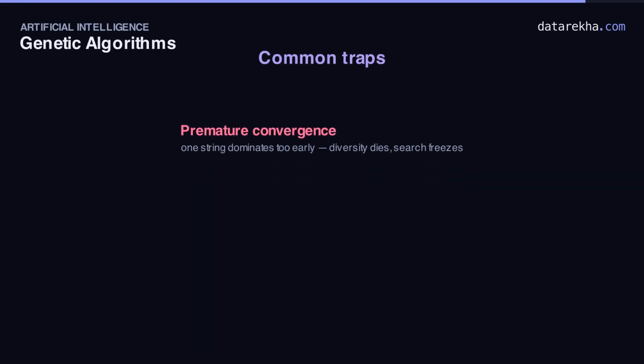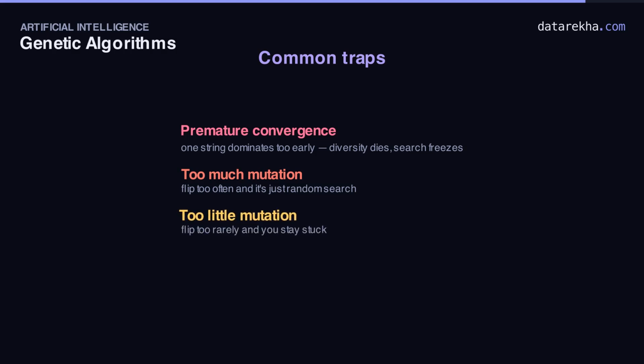Trap 1. Premature convergence. If one lucky string takes over the whole population too fast, everything looks alike, and the search freezes on a mediocre answer. Fitness scaling and keeping some diversity are the usual cures. Trap 2. The mutation rate is a knife's edge. Flip bits too often, and you've destroyed all the good structure crossover built. You're just doing random search. But flip too rarely, and you lose the very escape hatch that gets you out of local traps. Too little mutation, and the population stalls. You have to tune it.